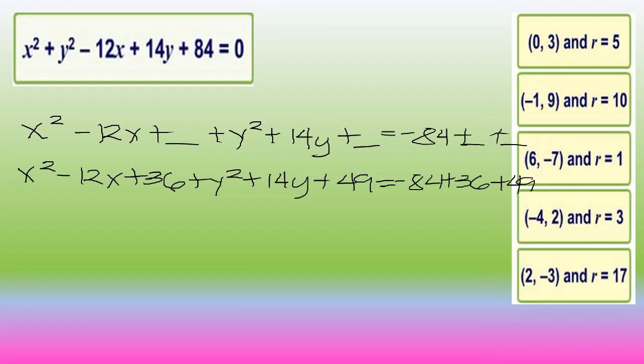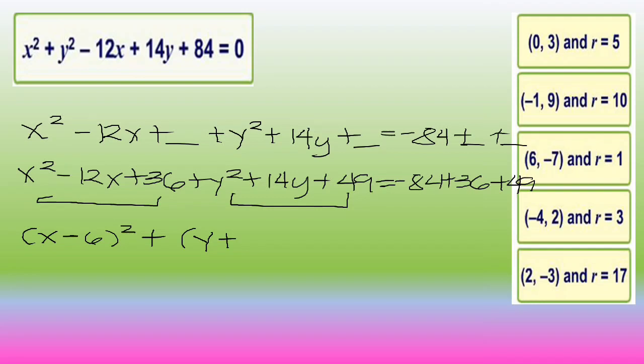Okay, so from that, of course, get the square of binomials of the groups of x and y. So we have the square root of x squared, that is x. Copy the sign of the middle term. Square root of 36, that is 6 squared. Then we have the square root of y squared, that's y. Copy the sign of the middle term. Then the square root of 49, that is 7 squared. That is equal to 1. So that is negative 84 plus 36 plus 49, that is equal to 1.